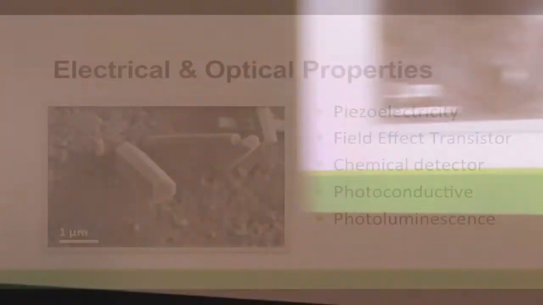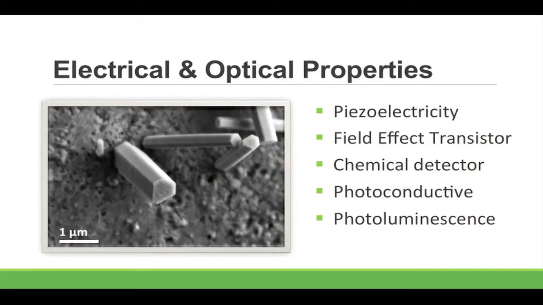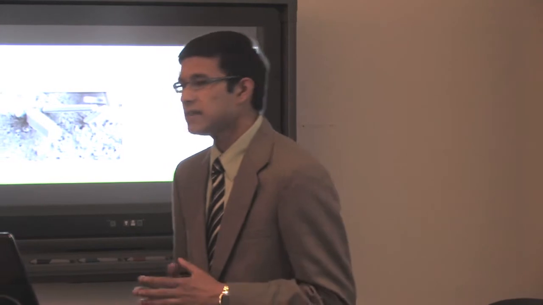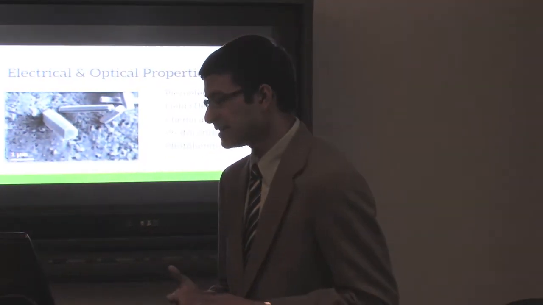So key to those applications are the electrical and optical properties of zinc oxide. First up is piezoelectricity. This is the buildup of charge that occurs when mechanical stress is applied to the nanostructures. Next is field effect transition. Now, zinc oxide nanostructures actually have the ability to amplify and switch current, acting as transistors. Zinc oxide can also be used as a chemical detector, detecting anything from gases to elements to biological agents.